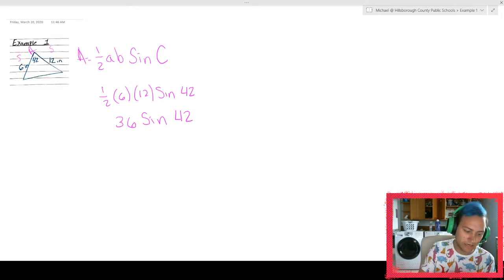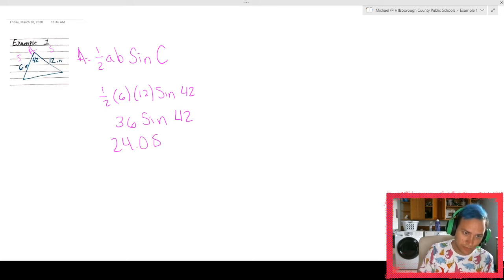Pull out my calculator here. So making sure my calculator's in degrees, 42 sine gives me 0.669130, blah, blah, blah. Leaving that in my calculator, I'm going to go times 36, and I get 24.088.